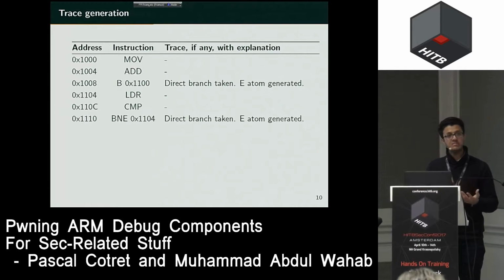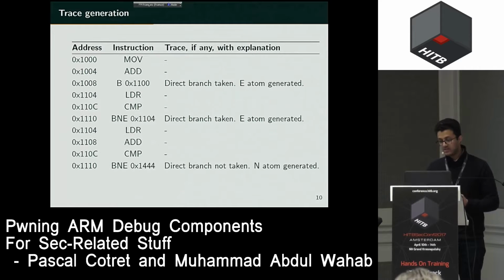Similarly, if we have a conditional branch execution, we can obtain the information as well. If the branch is taken, we will get an E item, a special type of packet. If the branch is not taken, we will get another type of packet to show it in the trace.